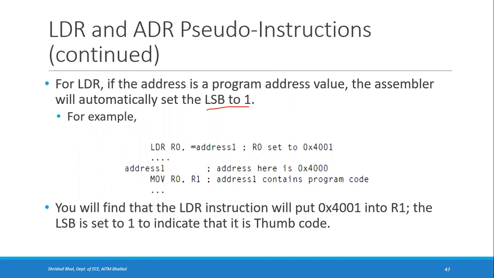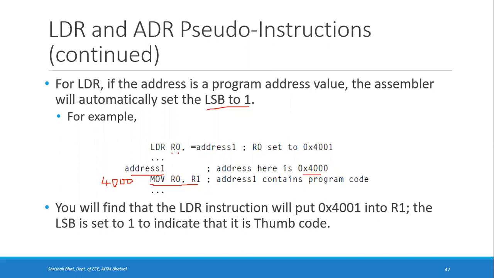For example, suppose there is an instruction, MOV R0, R1. This MOV R0, R1 is at the address 4000H. The address of this particular instruction is 4000. At this instruction, you give a label, address 1. So this address 1 is actually the address 4000H. You want this address to be copied into R0 initially.